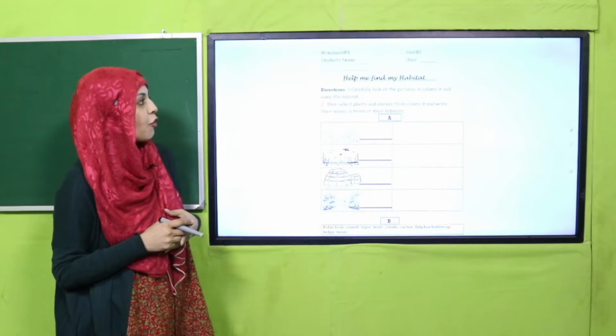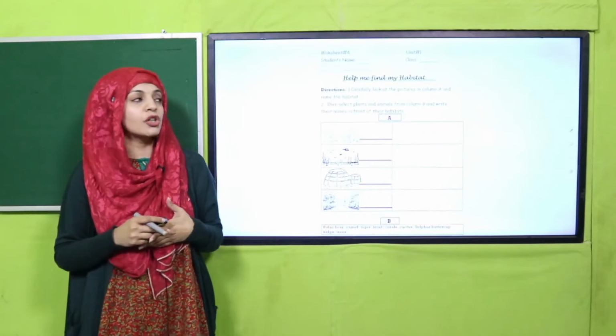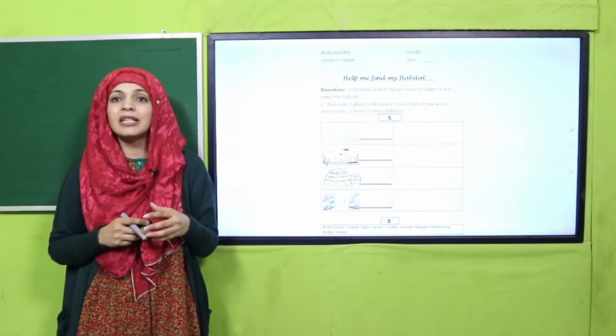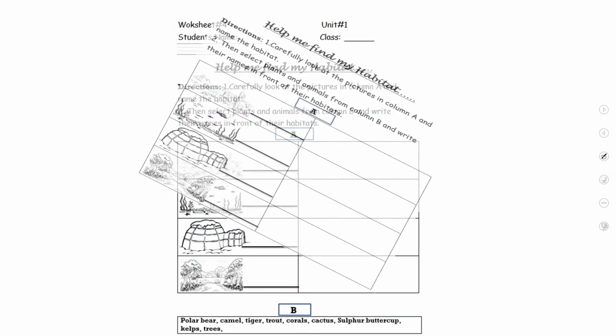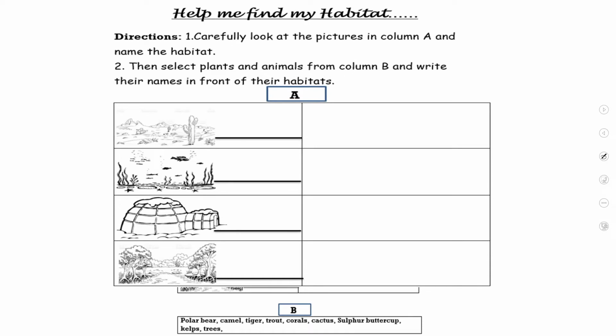Now we will move forward towards your worksheet, worksheet number 4. First you have to write down your name and your class at the top. Then my dear students, help me find my habitat. Here on this side you can see different habitats. Directions are given to you. Number one, carefully look at the pictures in the column A and name the habitat.